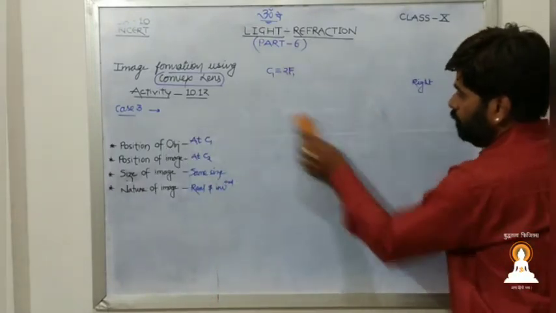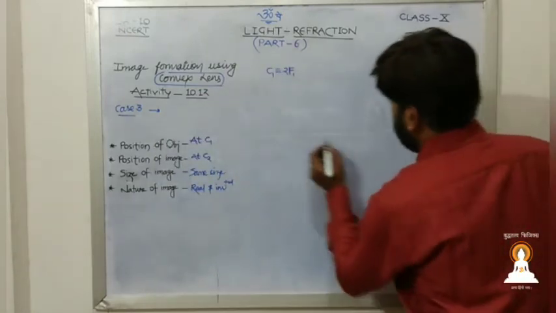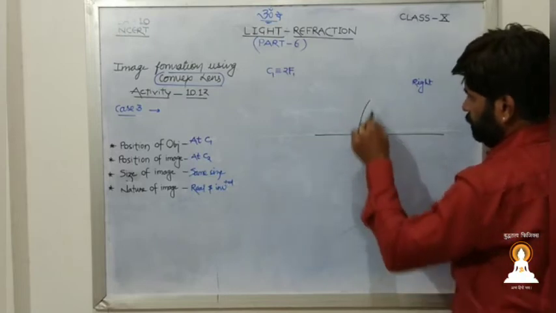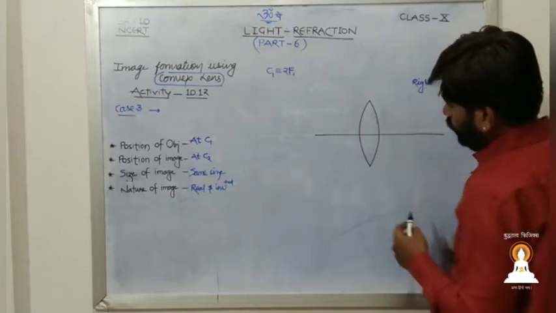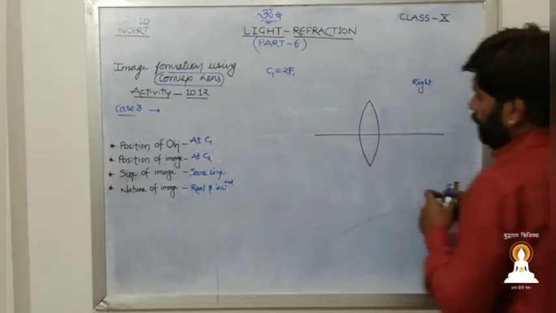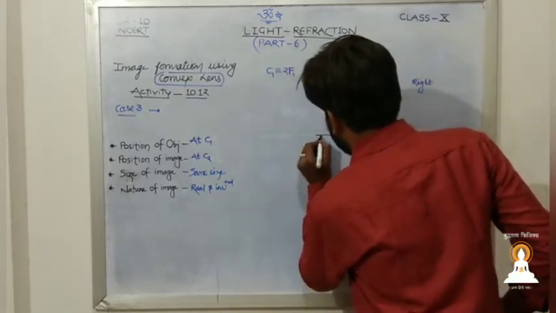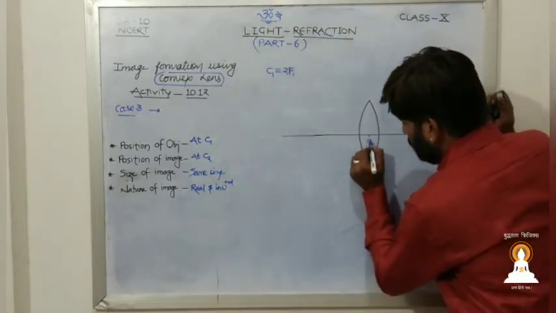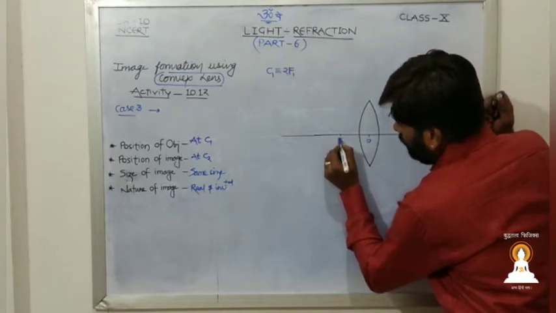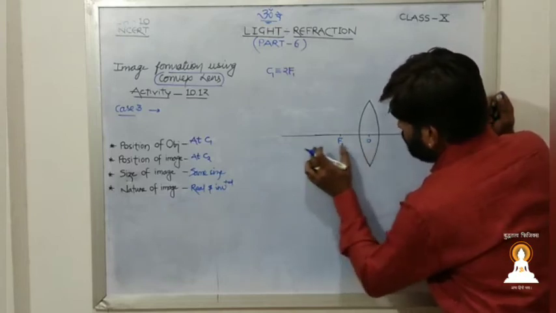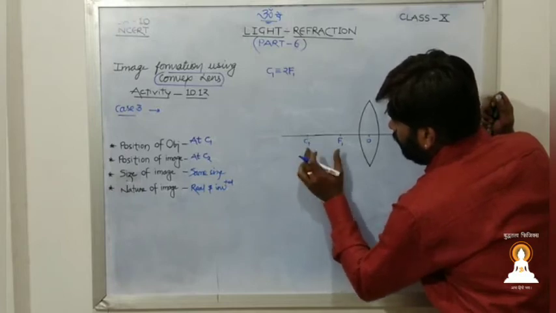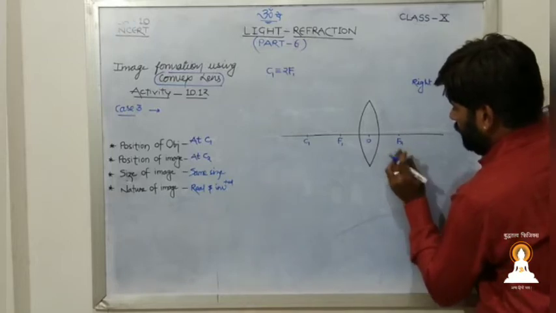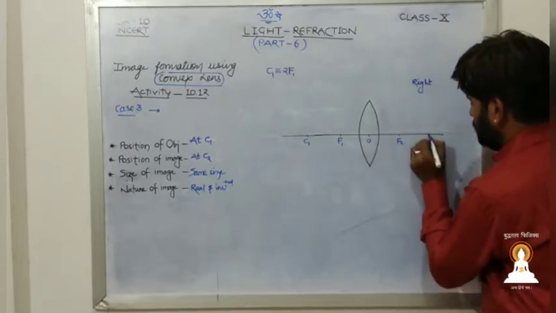When the object is at C1, you have to follow all the rules to draw the diagram. Here I do not have any type of scale, so this is just an approximate diagram, but you should draw the exact one so that you have a proper diagram. This is F1, almost a distance, and that distance is what? This is C1. Equal distance is F2 and equal distance is C2.